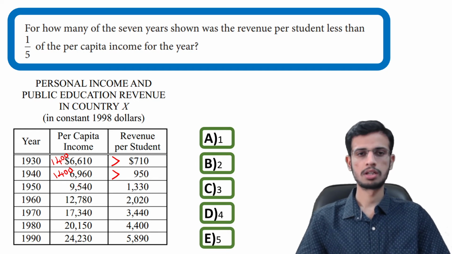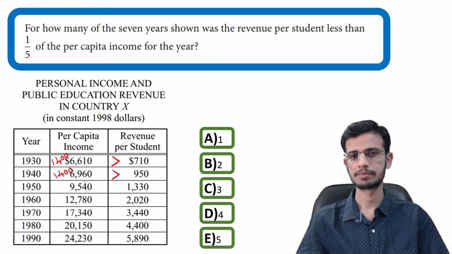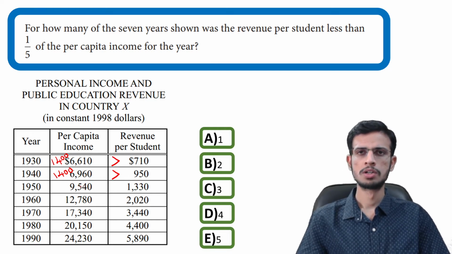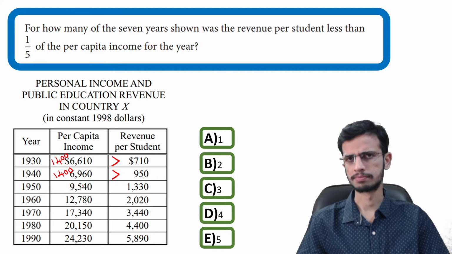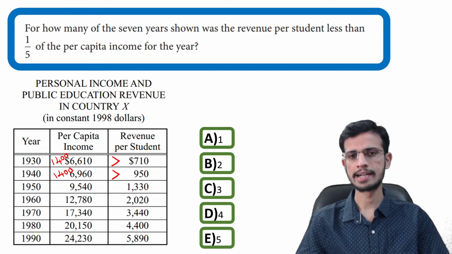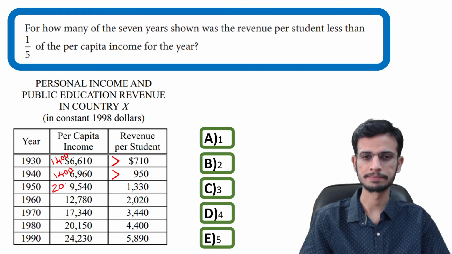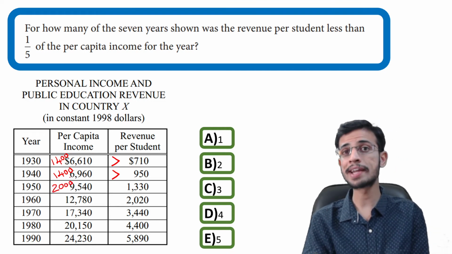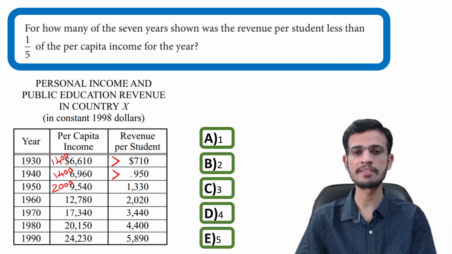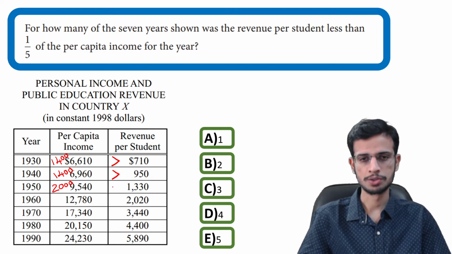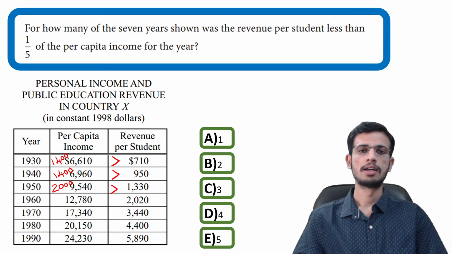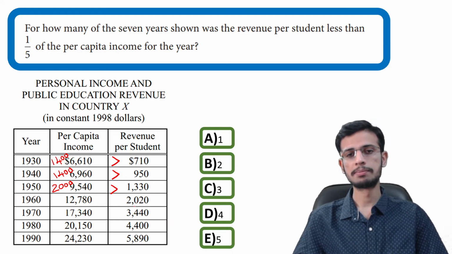For the third row, if we divide 9,540 by 5, that will be approximately 2,000. And here it is 1,330. We can say it is approximately 2,000. And if the difference is very close, then we have to find the exact value. But here the difference is huge, right? So for this year, revenue per student is less than per capita income.